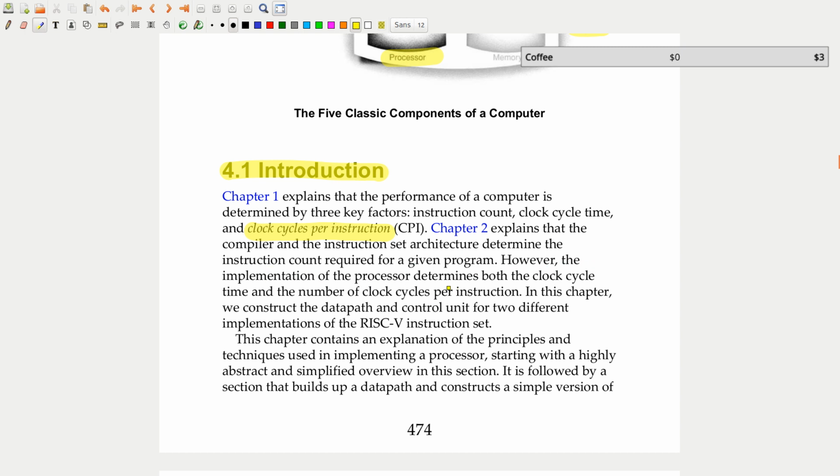However, the implementation of the processor determines both the clock cycle time and the number of clock cycles per instruction. So this just says that the clock that we're running off of is a hardware element, and the number of clock cycles per instruction is determined by the architecture. So these are things that are fixed that we can't change.